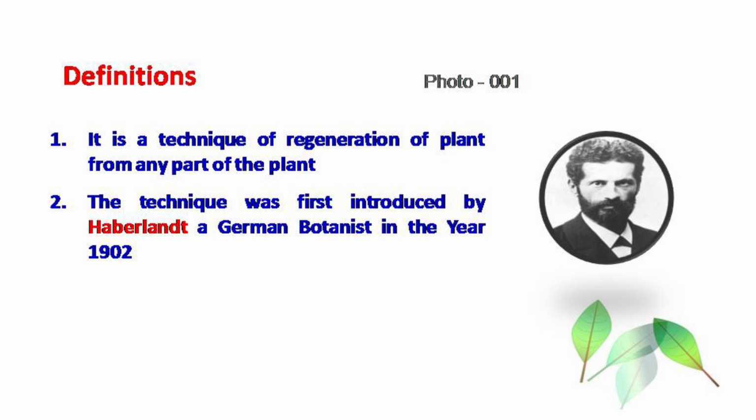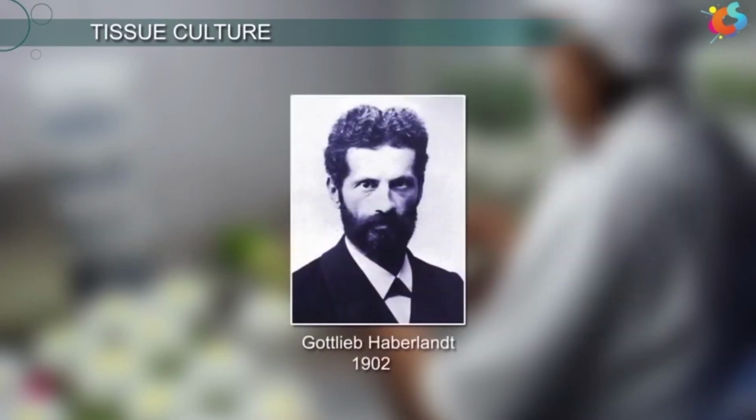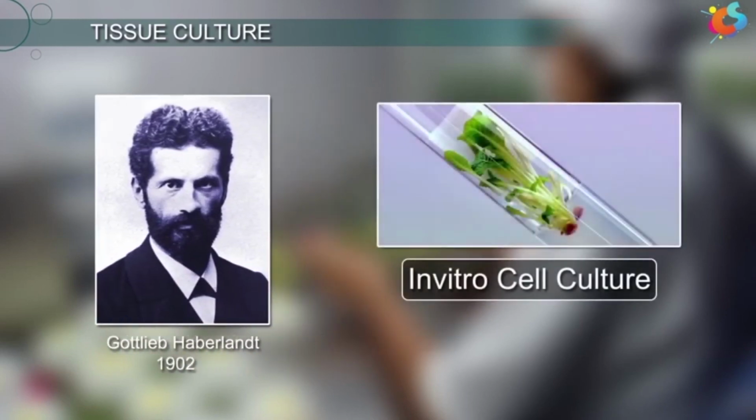Definition: it is a technique where new plants are regenerated from a single plant part. This plant part is also known as an explant. This technique was devised by the German botanist Haberlandt in the year 1902.